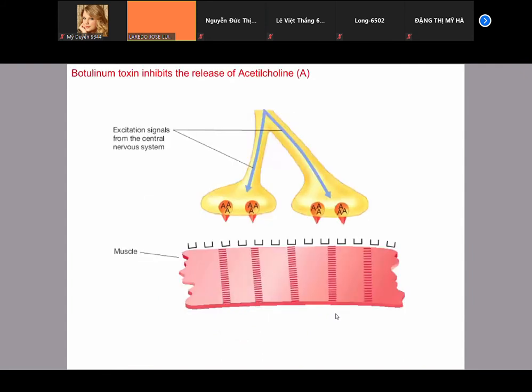However, what's the problem with botulinum toxin? Botulinum toxin inhibits the release of acetylcholine. So the release of acetylcholine from the motor neuron is inhibited, is blocked. Because acetylcholine is not released, the muscle is not contracted. So even when you want to contract your muscle, the muscle is flaccid.